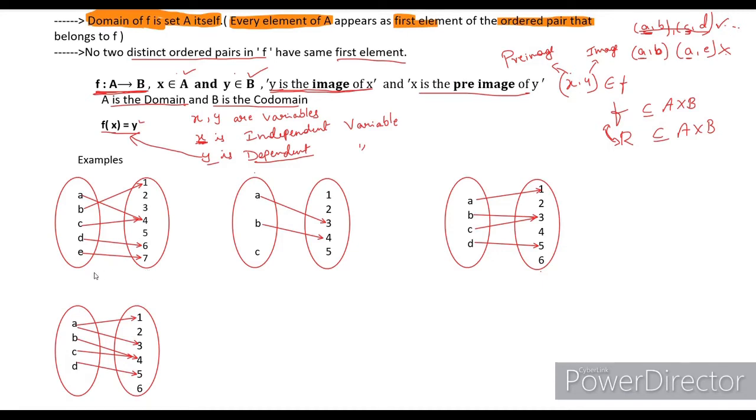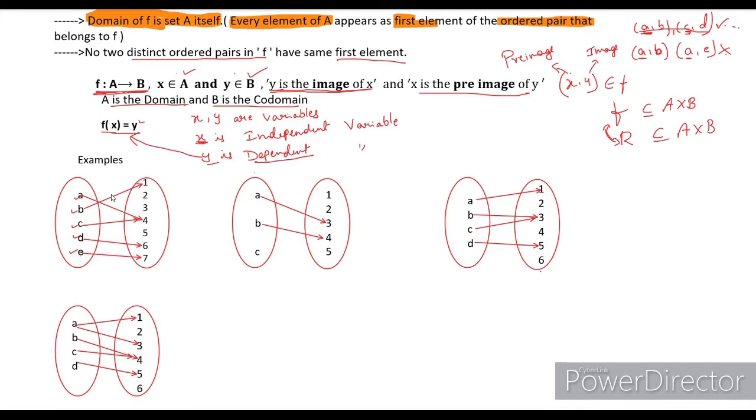Now, the very first condition. What is the very first condition we have understood? Every element of the domain set should have an image. Okay, let us check. Does the condition satisfy? Yes. Every element of the domain set has an image. Yes, the first condition is satisfied.